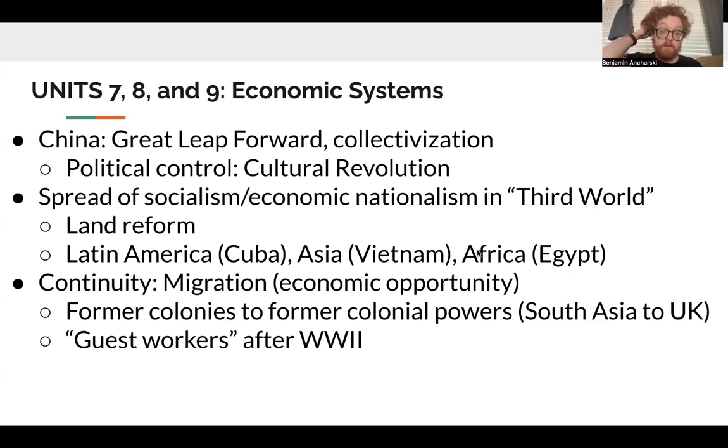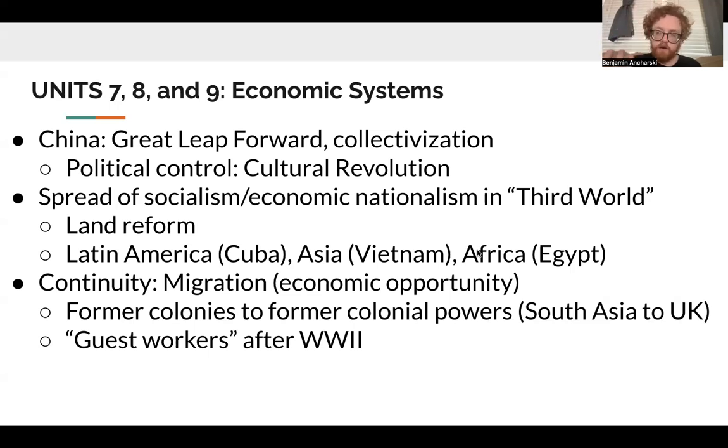The continuity during this time is migration. People are mostly moving for economic reasons. Economic reasons for employment, especially in Western countries. With Latin Americans going to the United States, with people in India going mostly to Britain, actually. So typically, these people migrating, they tend to come from former colonies going to their former colonial powers. South Asians like Indians and Pakistanis going to the UK.